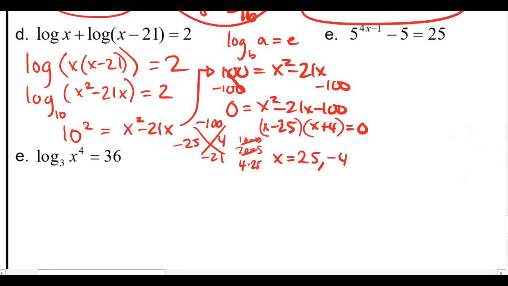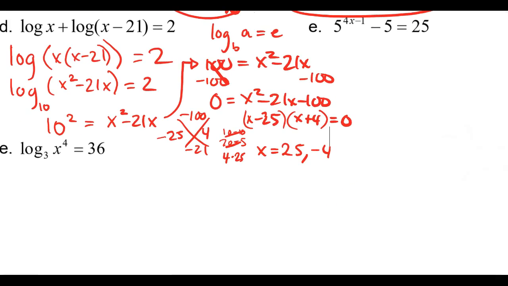Okay, but again, we need to check our answers to make sure we don't have any extraneous solutions. Okay, and especially if you end up with two solutions, more than likely one of these is not going to work. So you got to test them both. Okay, so we get the log of x, or the log of 25, plus log of 25 minus 21. So that will be 4. Let's make sure that equals 2.